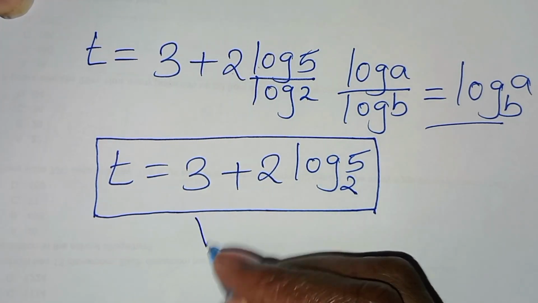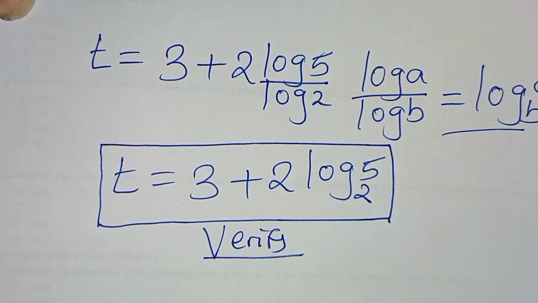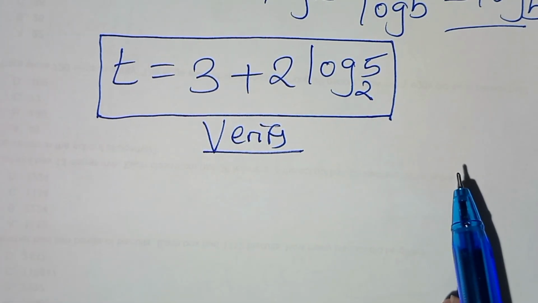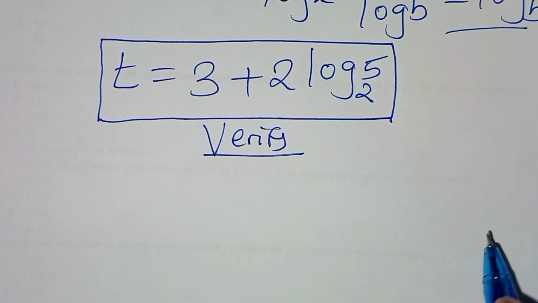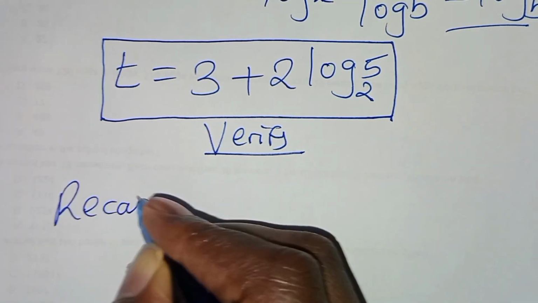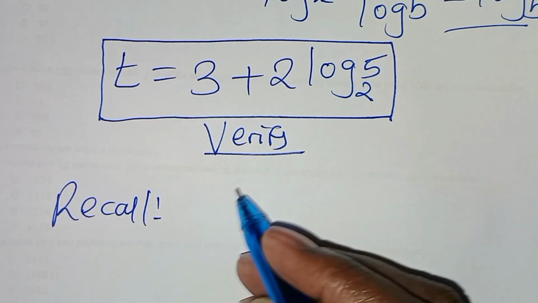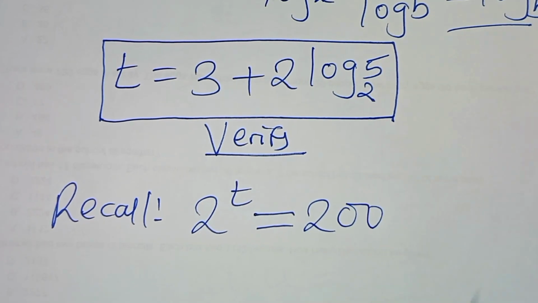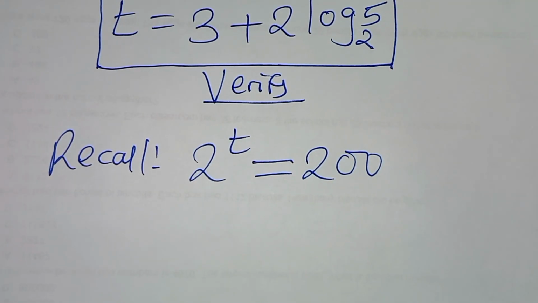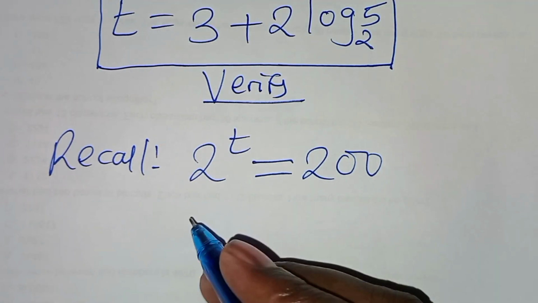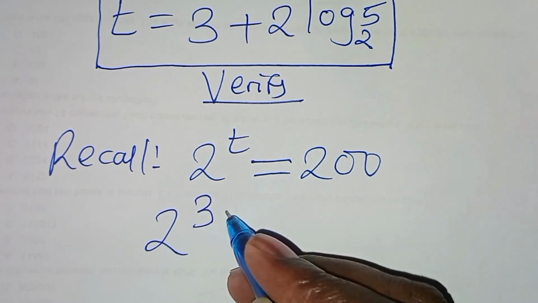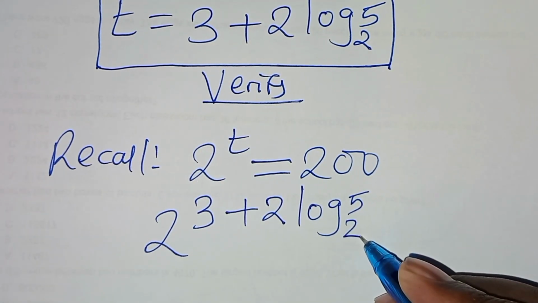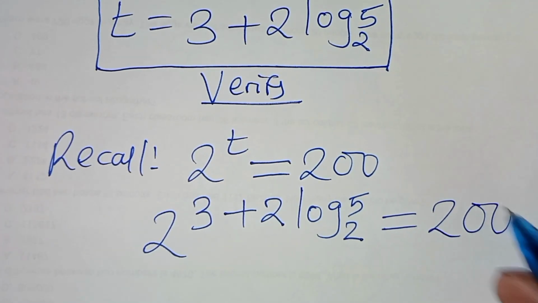So let's verify that this value of t actually satisfies the equation. Now, if you recall, we found that 2 to the power t, this is equal to 200. So let's substitute the value of t, so that here we'll have 2 to the power 3 plus 2 log 5 to base 2. This should give us a value of 200.